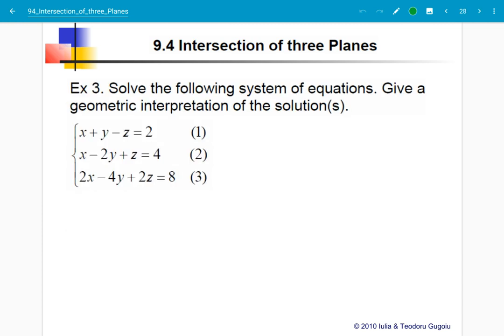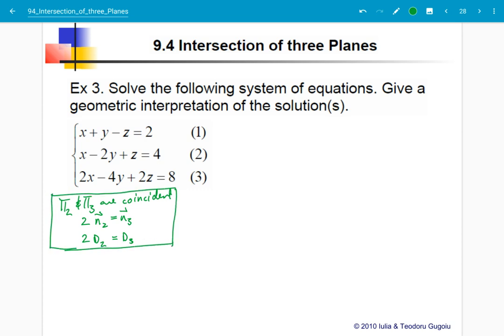All right. Solve the following system of equations. Okay. Do you look for it? Which of the planes are coincident? Plane 2 and plane 3 are coincident. How do we know? Well, normal 2 times 2 is equal to normal 3. And 2 times the constant in 2 is equal to the constant in 3. Okay? So we're going to have a line of intersection. Okay? A line of intersection. And to find that, we just have to solve 2 of the equations.